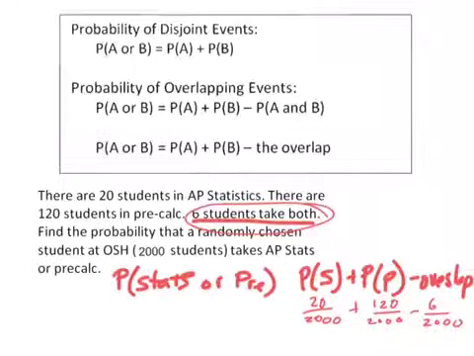So 20 plus, and remember, when our denominators are the same, we can just add the fractions as they are. So 20 plus 120 is 140, and 140 minus 6 is 134. So our final answer is 134 out of 2,000.